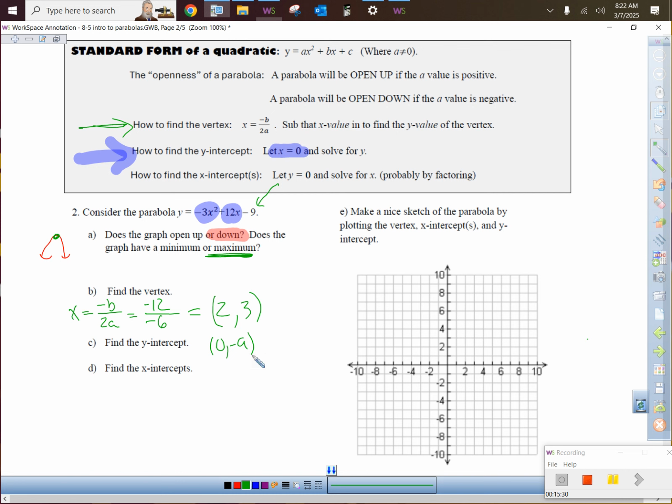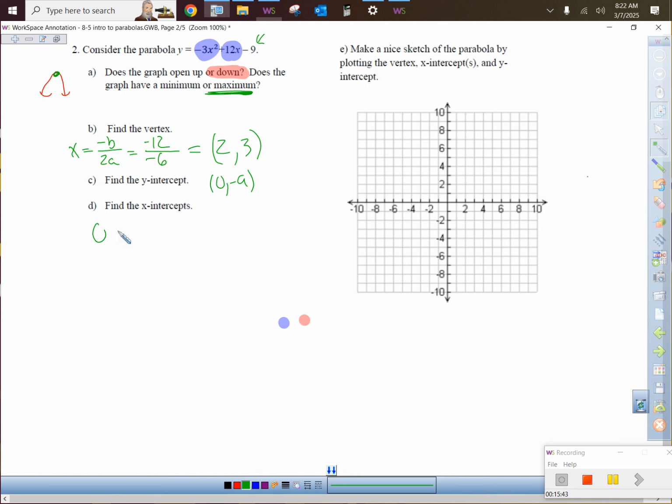And now for the new interesting twist. Let's find the x-intercepts. How do we do that? We let y equal 0. So I'm going to put that up here. 0 equals -3x squared plus 12x minus 9. I put 0 in for y. And I need to slow us down. We're going to talk this in phases. Let's, you and a neighbor, discuss how would you factor that.